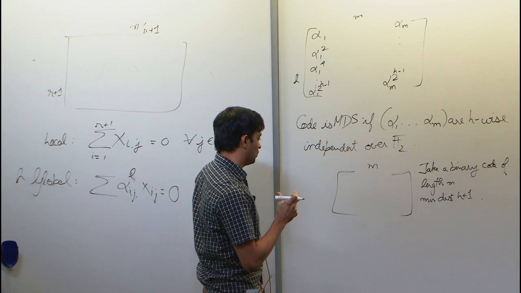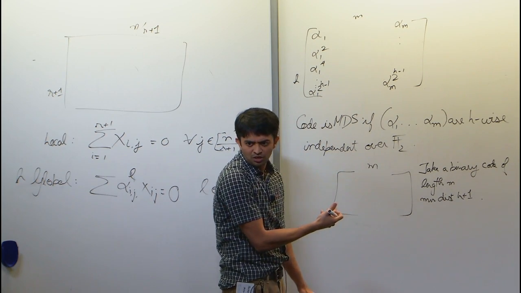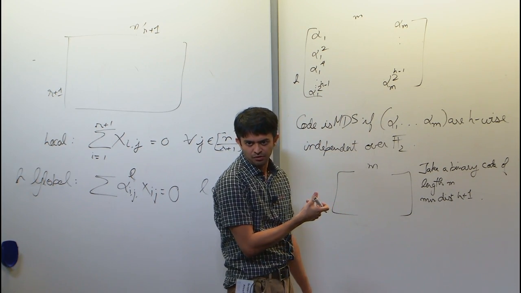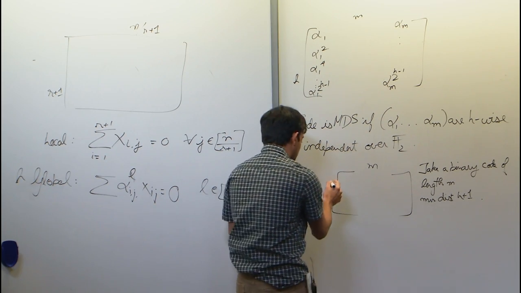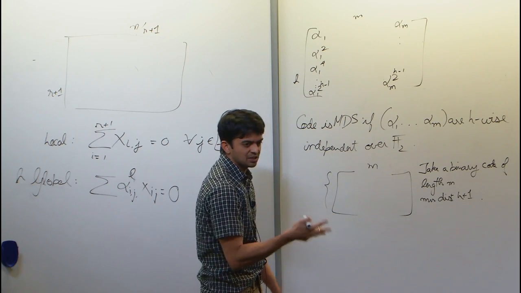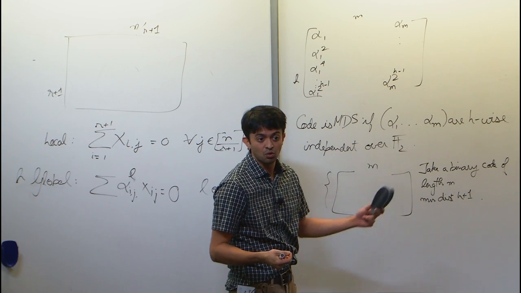Okay? So now look at its columns. Any h of these columns better be linearly independent over F2, otherwise you'd get a codeword which has weight only h. So now, what is the dimension in which they live? This is exactly the number of parity checks you have to throw in order to get a code of distance h.